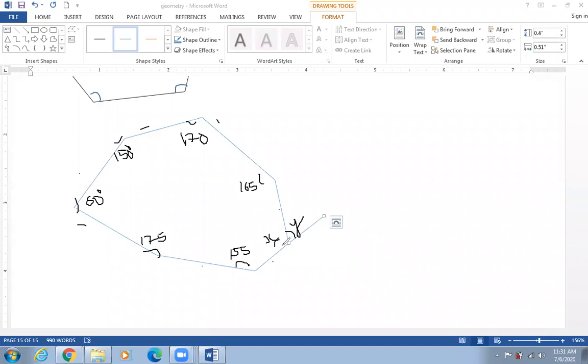So first of all, we need to get the value of this one. There are seven sides. Don't count this side, eh? This is not a figure. This is an extra line. If in the question this line is given, then somebody counts in this way: 1, 2, 3, 4, 5, 6, 7, and this one is 8. No, this is not 8.